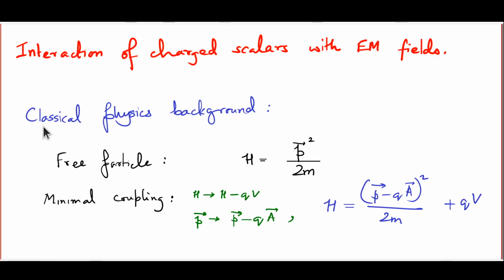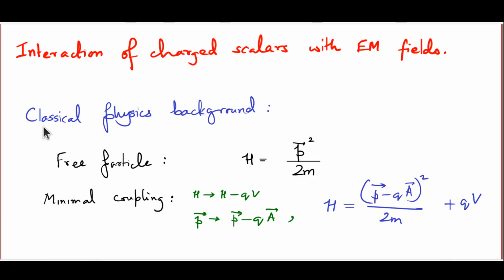Now, for this, we will need a bit of background which you must have picked up in your classical physics course. In classical physics, of course, a free particle is defined by a Hamiltonian given by p squared by 2m. I'm talking about non-relativistic classical physics, of course. Now, the way in which you incorporate electromagnetic interactions of this particle with charge q with an external electromagnetic field is as follows.